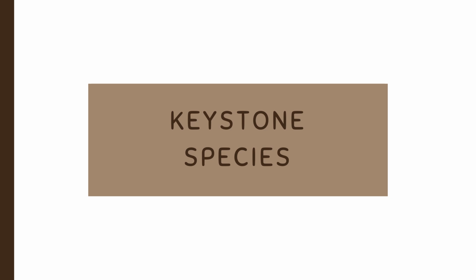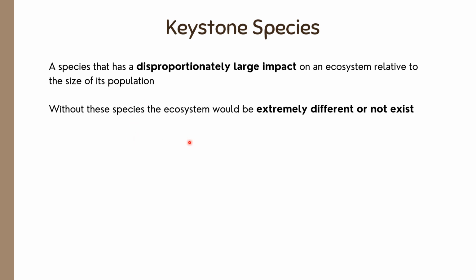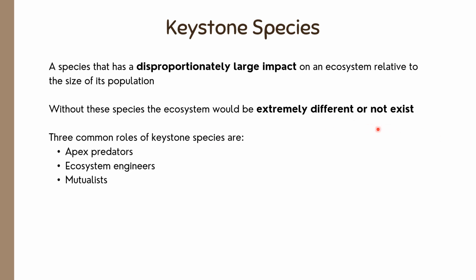Lastly, let's look at some keystone species. So what is a keystone species? Well, it is a species that has a disproportionately large impact on an ecosystem relative to the size of its population. So it is a specific species that has a very large impact, even if that population size might be smaller than other populations. Without these species, the ecosystem would be extremely different, or it would not exist.